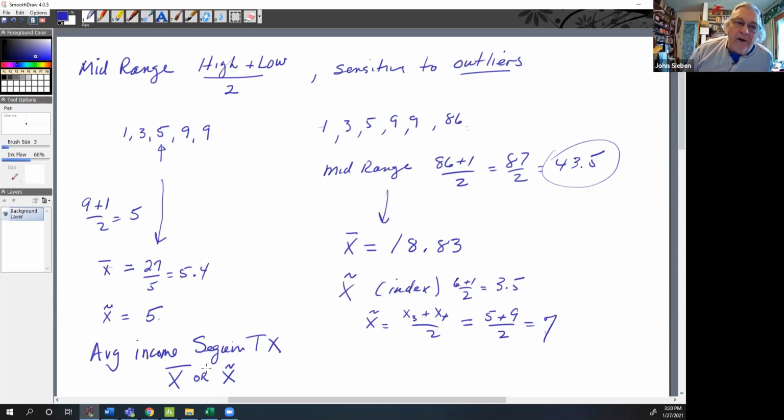Well, that's exactly right, Andrew. X bar would be sensitive to those multimillionaires, the few of them on the top end, and that would pull the average up. X tilde, on the other hand, is not so affected by the outlying pieces of data, and it gives me a much truer value for what people usually think I mean when I talk about the average income.